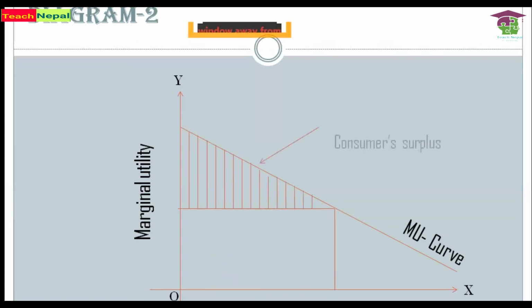Consumer surplus is shown by the arrow. This is actual price.